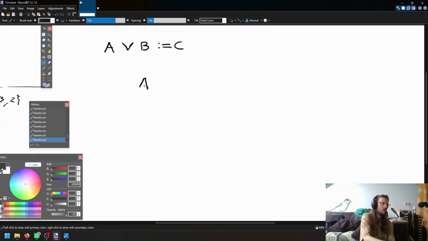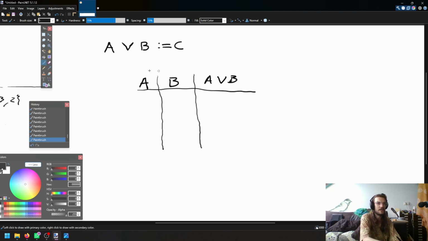If we make a table, we put A here, we put B here, and we put A or B here. How many possibilities are there for A and B? Well, A can be false, and then B can be false, or A can be false and B can be true, and like this and this. So 1 here means true, 0 is false. If both are false, then A or B is also false, but in any other case they are true. So this is called the truth table for this OR statement.